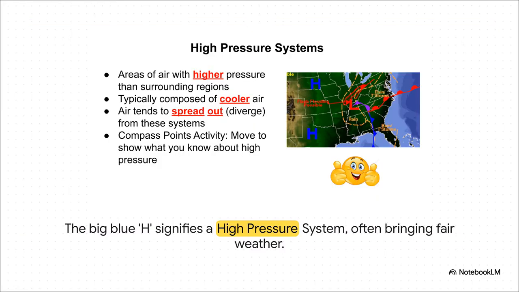So when you see this big blue H on the map, I want you to think happy weather. This is that cooler air sinking down. And because the air is spreading out, it actually stops clouds from forming. That usually gives us clear skies and pretty calm conditions.